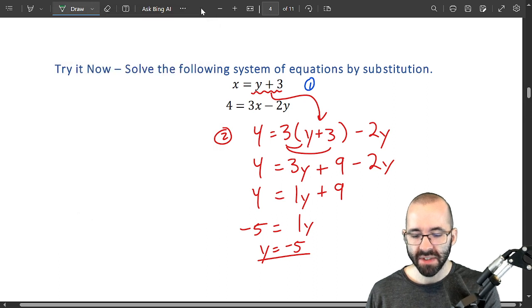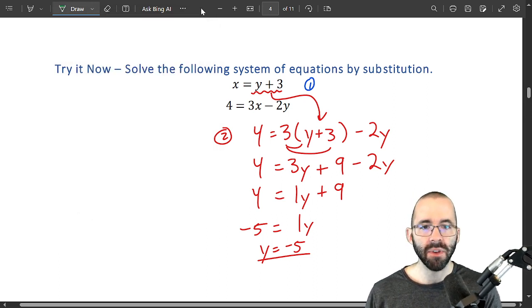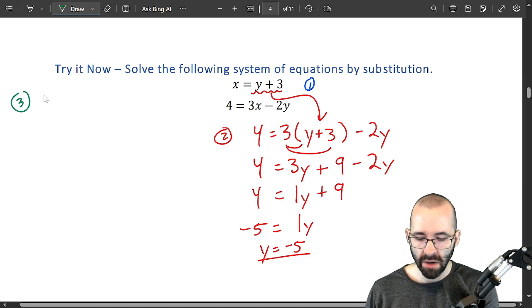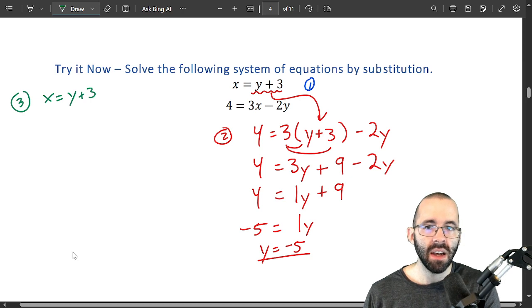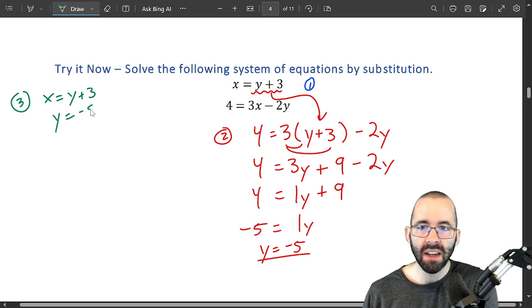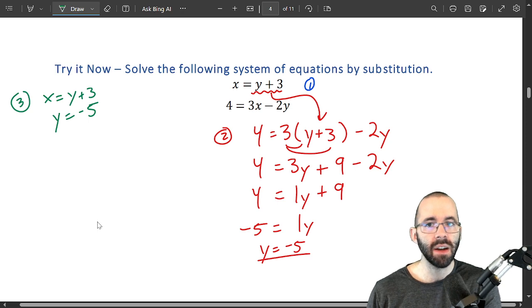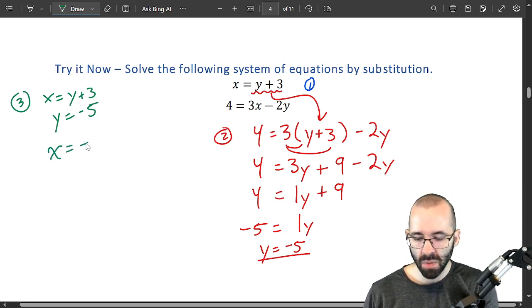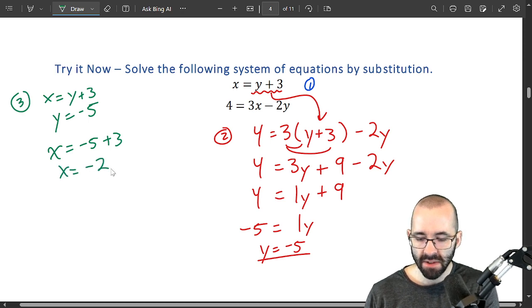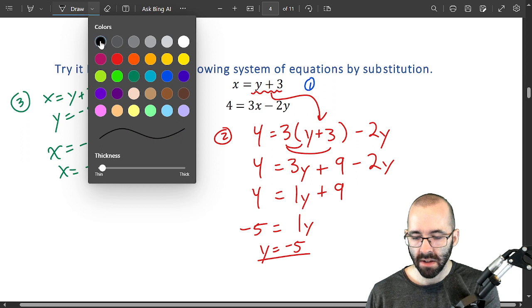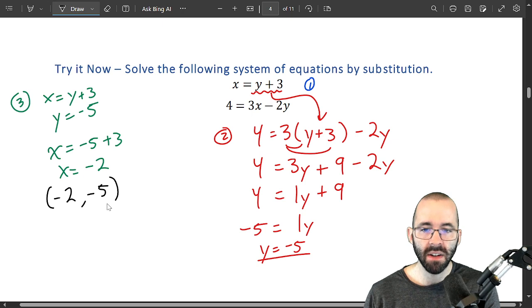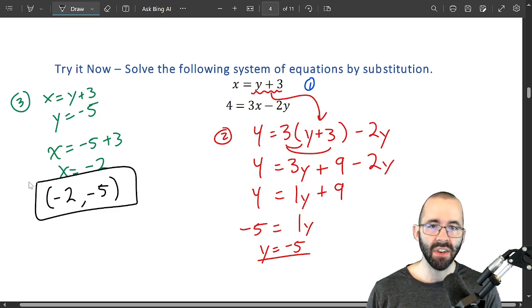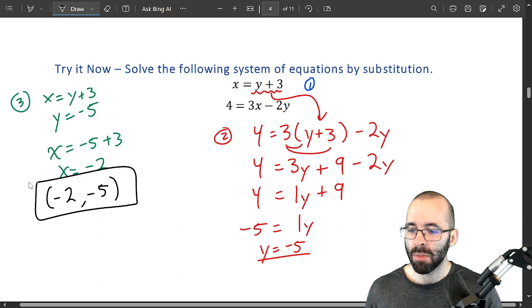Step 3 was to say, okay, go back to that first equation. If we know x is y plus 3, the blue equation from step 1, and y is negative 5, well, we can use that to find out what x is. X is y, which is negative 5, plus 3. X is negative 2. Great. So our answer is negative 2, comma negative 5. And we could check our answer. It should satisfy both equations. I'm not going to, but you could.